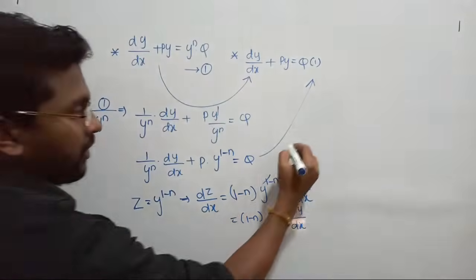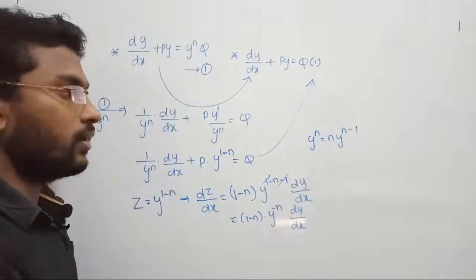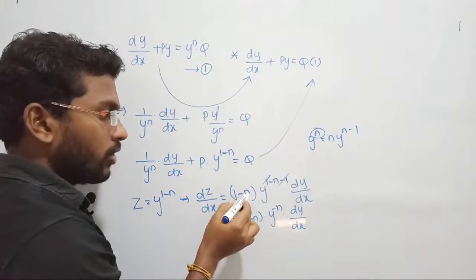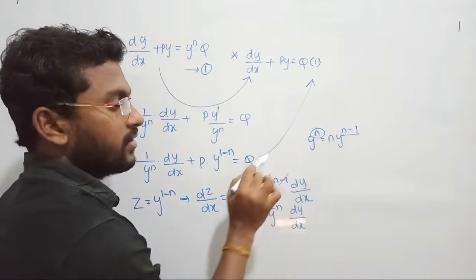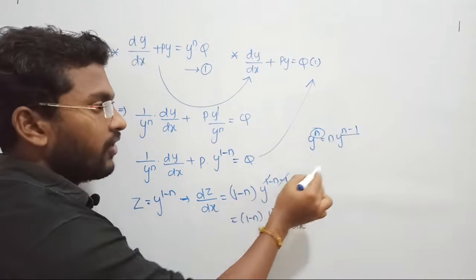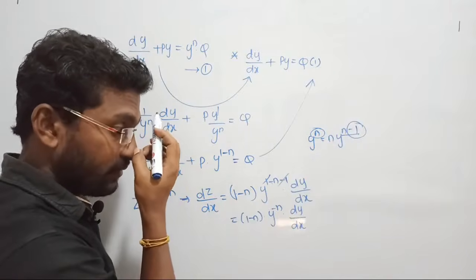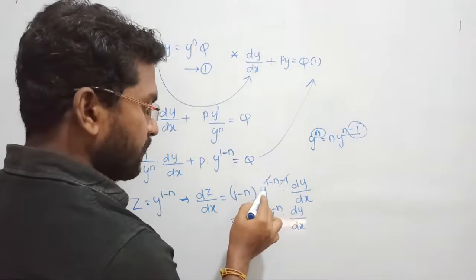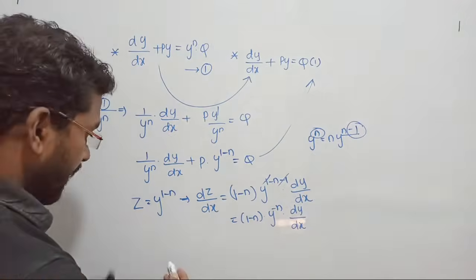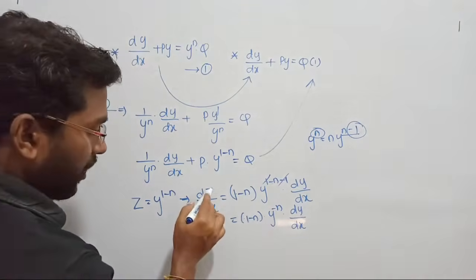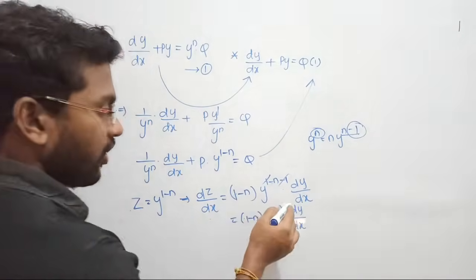Understood? Here what I have done: when we differentiate y power n, we get n into y power n minus 1, correct? But here instead of n I have 1 minus n. So where n is, there is 1 minus n, and the differentiation in the numerator gives another minus 1. That minus 1 is this one. So minus 1 plus 1 gets cancelled. Clear? Since this function is varying with respect to x, we have to put dy by dx. Finally, dz by dx equals 1 minus n dot y power minus n dot dy by dx.